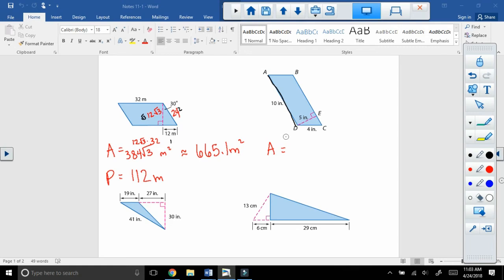Okay, so it's not necessarily that the base has to be the bottom side. It's just that the base and the height have to be perpendicular to each other. So just look for the two dimensions that are perpendicular to each other. And remember, shapes can rotate around.